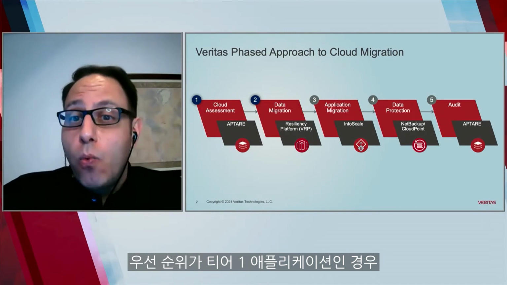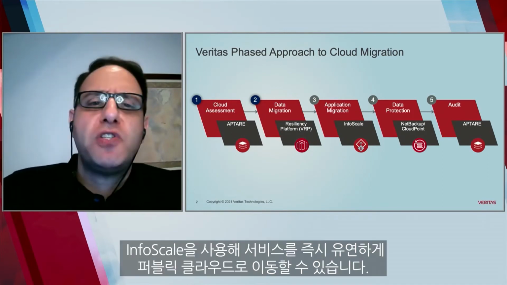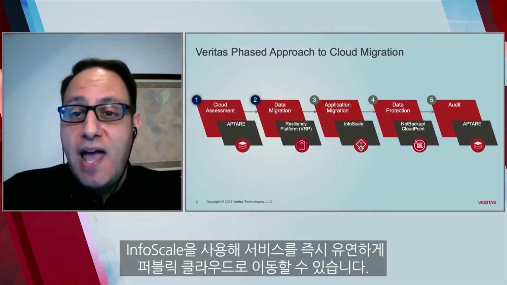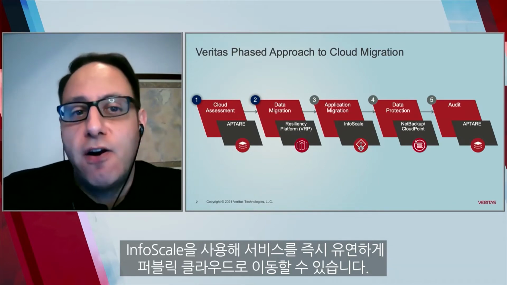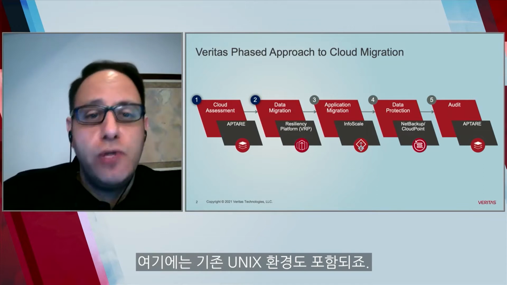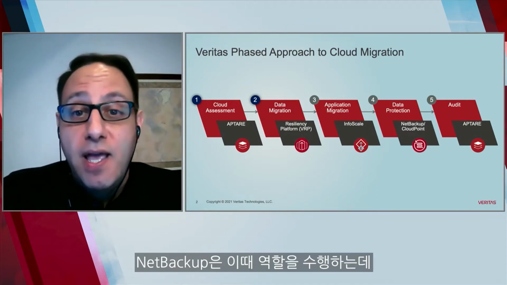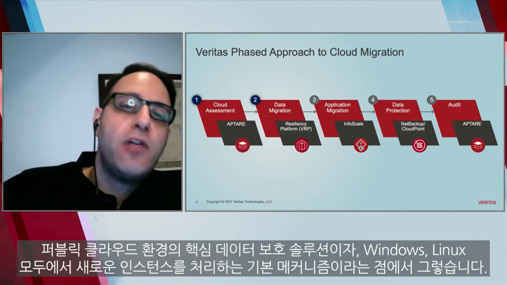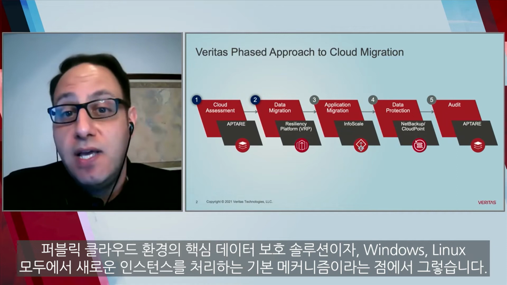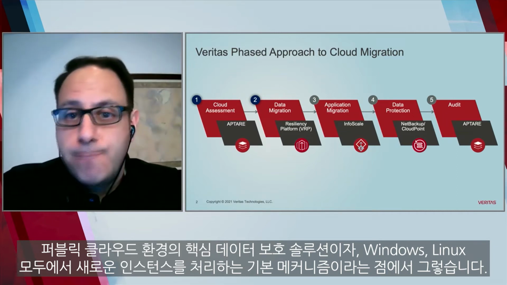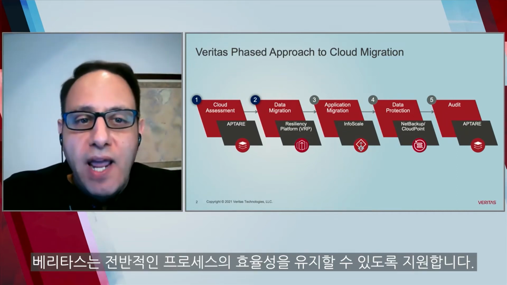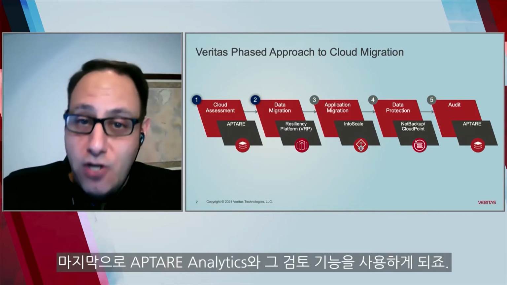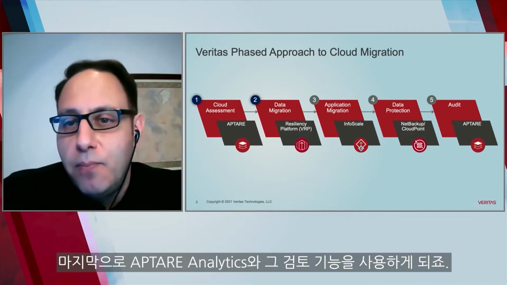If, however, Tier 1 applications are your priority, with InfoScale, you will have the flexibility to move your services at a moment's notice to the public cloud and with often negligible disruption to your SLAs. And this actually includes heritage Unix environments as well. And from there, NetBackup can serve not only as the core of your data protection in the public cloud, but as the underlying mechanism for seeding new instances as well, whether it be Windows or Linux. And finally, we want to ensure you're able to maintain the overall process efficiency. And so we finish where we started with Aptar Analytics and its review capabilities.